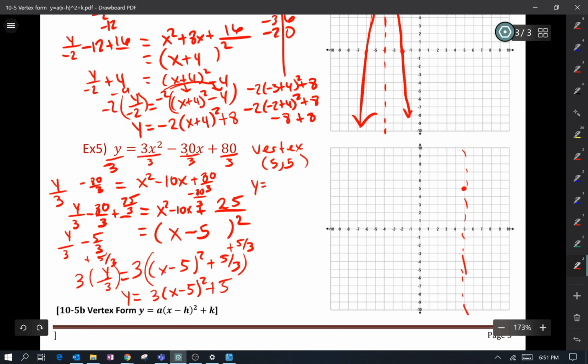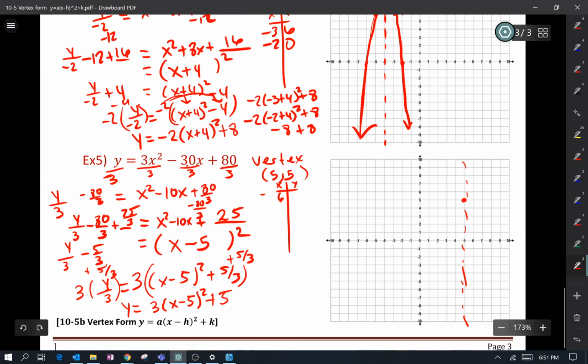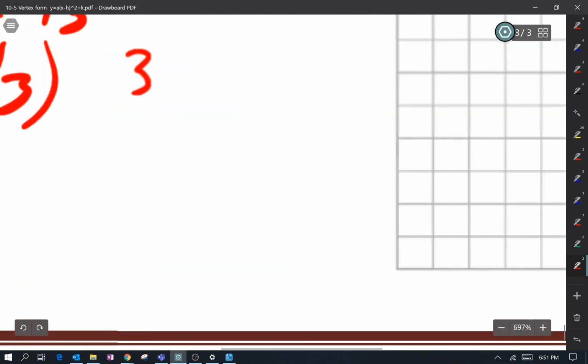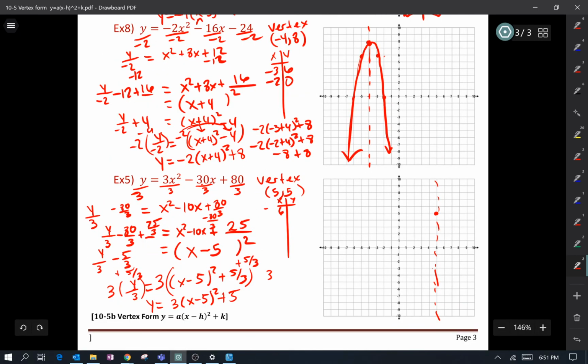We get y equals 3 times, oops, I'm going to make my table first, right? So x, y, let's try 6. So we get 3 times 6 minus 5 squared plus 5. So we get 1 squared is 1 times 3 is 3. 3 plus 5 is 8. So 6 is 8. That's up here. And I can already tell that the next point is going to be off the graph. So I think that's enough for me to graph it, right? Something like this. All right, something like that.